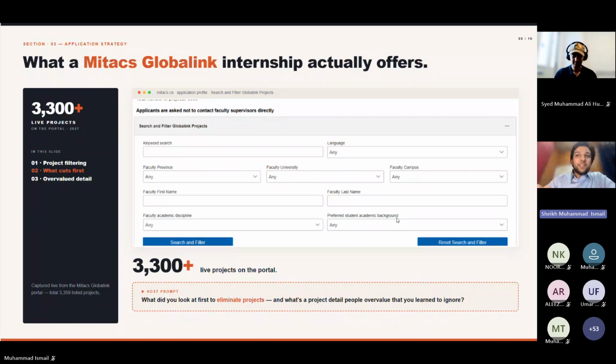So let's move into the strategy now, because this next part is where most applicants actually get stuck. As of right now, there are 3,359 live projects listed on the Mitacs Globalink portal. That number alone is overwhelming. So I want to ask both of you directly. Sir Ali, when you were staring at that list, what did you actually look at first to start eliminating projects? And is there something people tend to overvalue in a project description that you personally learned to ignore?